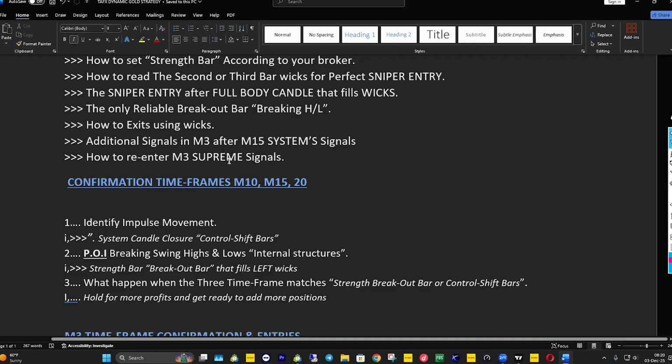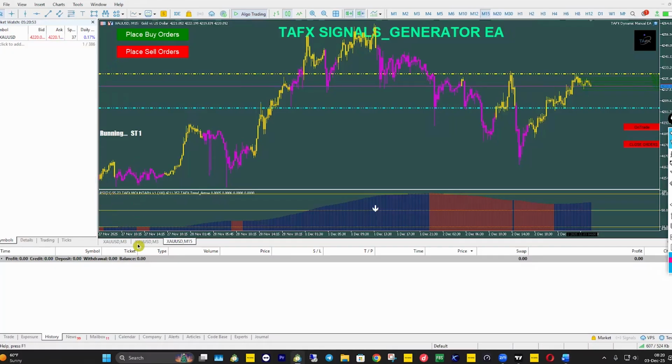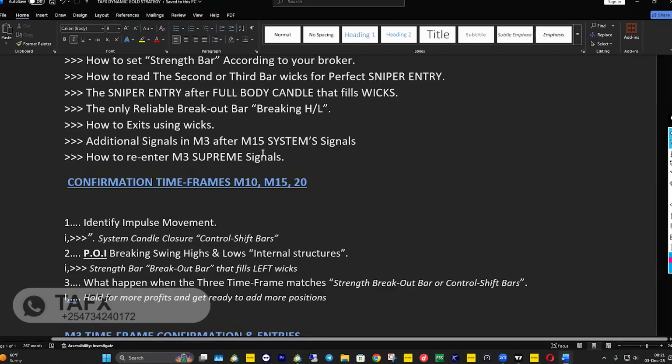How to re-enter in minute 3 using the Supreme signal. So that is one of the things again that we are going to learn, how we can re-enter the market using our Supreme signal. Oh my, you are going to learn a lot on our system.